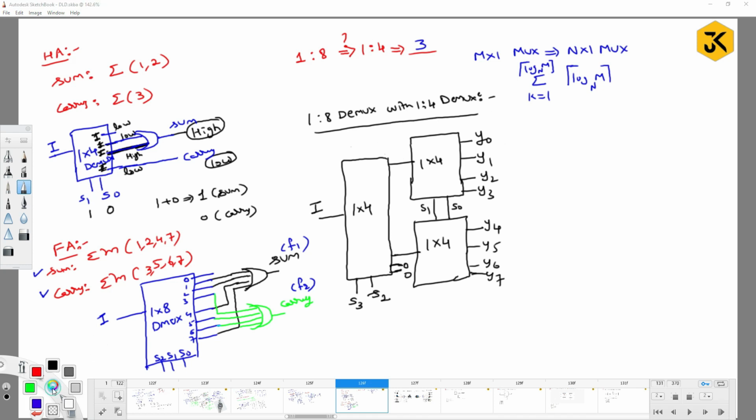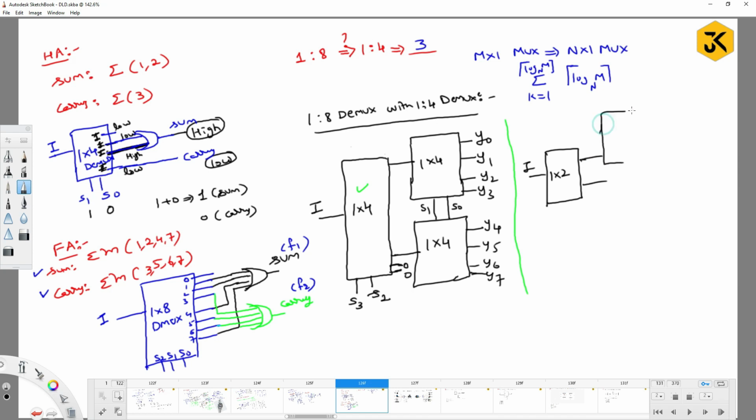Yes, guys. So instead of 1 by 4 DeMUX, can I use only a 1 by 2 DeMUX? Yes, we can do it, right? So I am just redrawing. This will be a 1 by 2 demultiplexer I can simply use, right? Because I require only 2 outputs. Those 2 outputs, one will be given to a 1 by 4 demultiplexer, and the other will be given to another 1 by 4 demultiplexer.